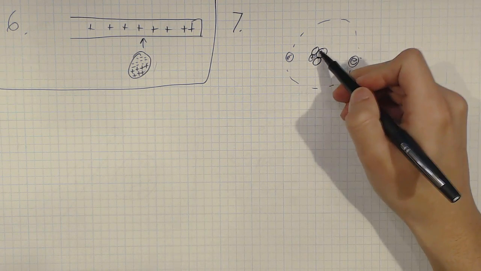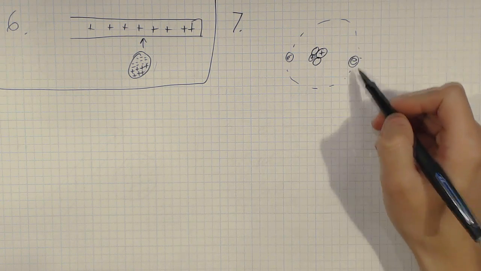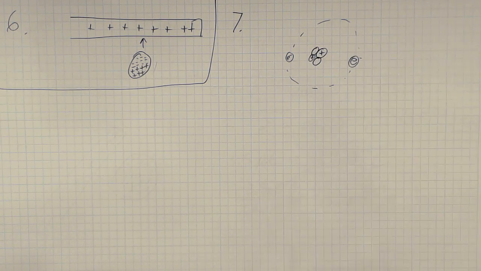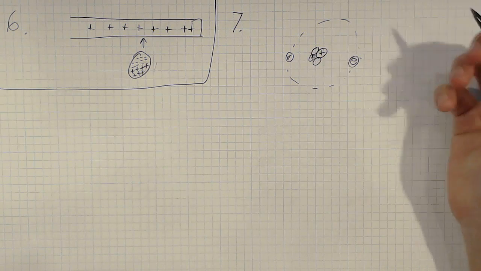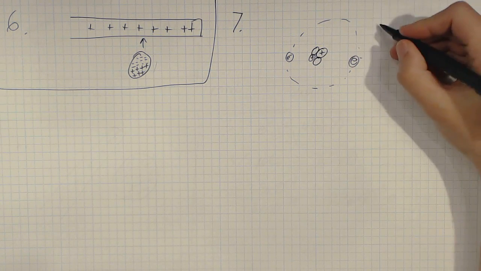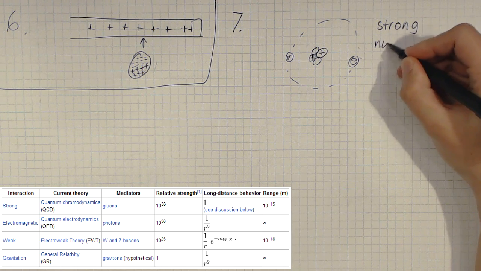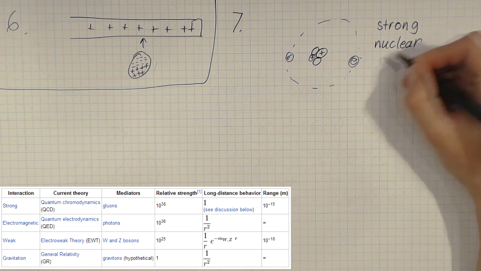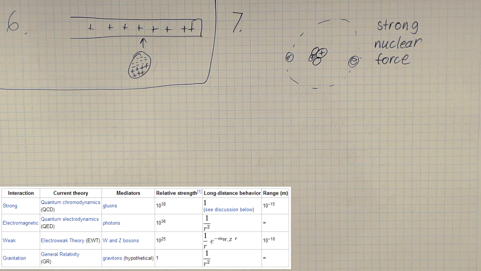The force that's holding these protons and neutrons together is a different force from what's holding these electrons in orbit. The force that's holding the protons and neutrons together is called the strong nuclear force. And most of you have probably never heard of this because I don't think it's actually been taught in any classes.